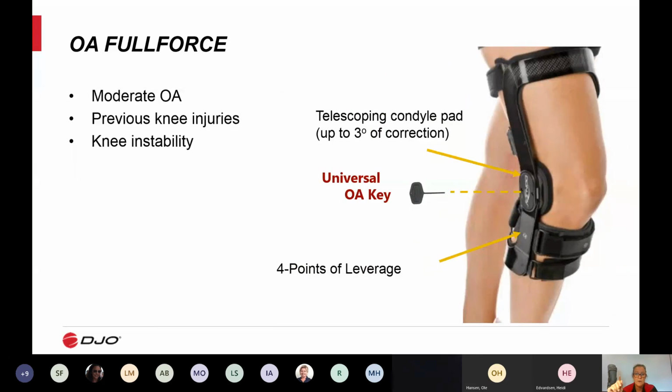Then we have the OA FULLFORCE that is actually like we have in our normal 4-point braces, but we have put in a different kind of hinge where you telescope the hinge right next to the knee and not on the side. But it has the same opportunity, but you don't have the same amount of correction, only up to 3 degrees of correction. But it has the point or leverage.